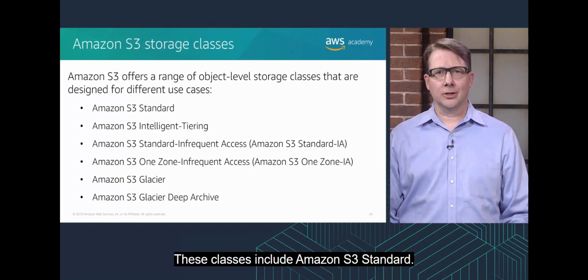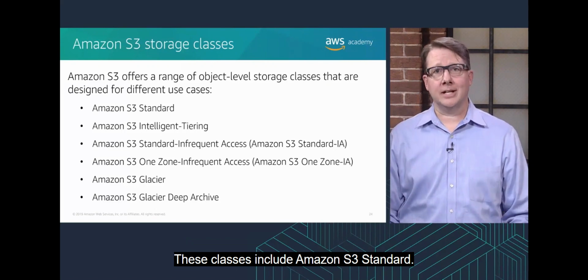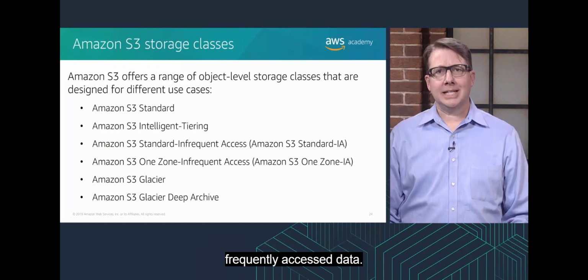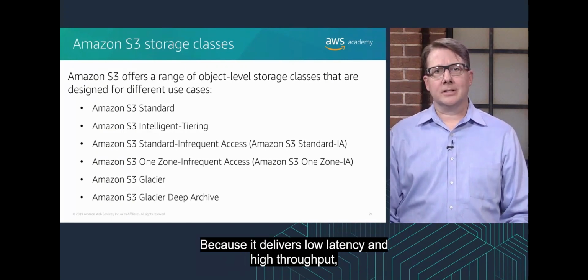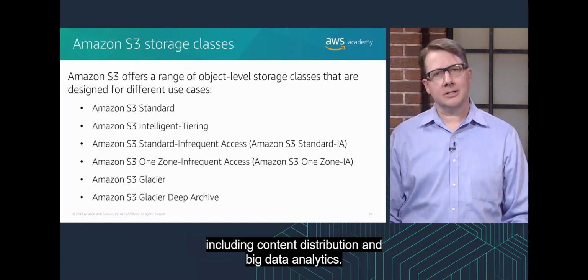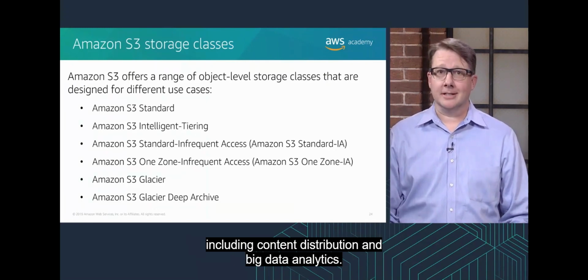These classes include Amazon S3 Standard. It's designed for high availability, high durability, and performance for frequently accessed data. Because it delivers low latency and high throughput, Amazon S3 Standard is appropriate for a variety of use cases, including content distribution and big data analytics.